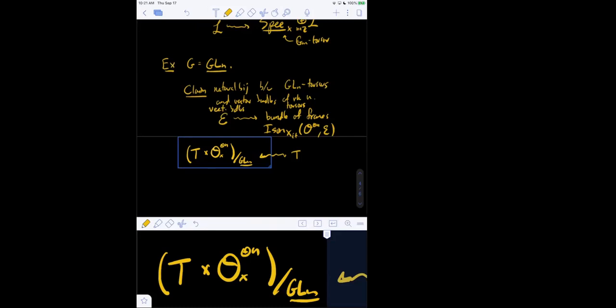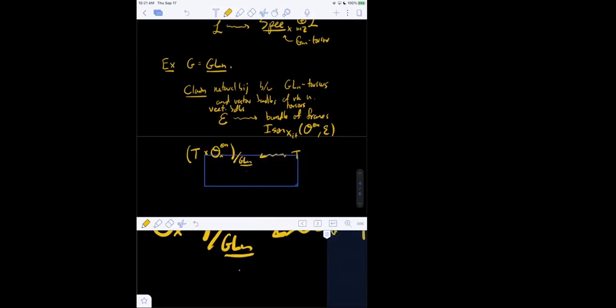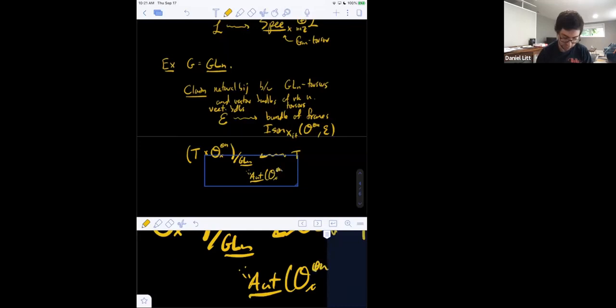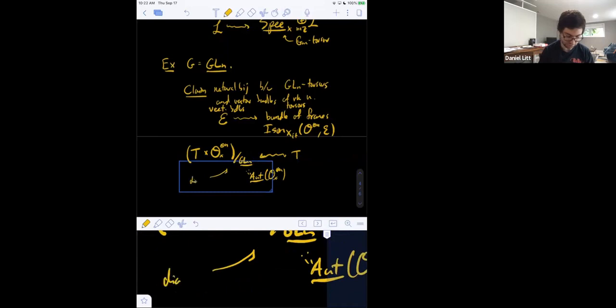And can you specify the GLN action on T cross OX to the n? So this is the diagonal action. T is a torsor, so GLN acts on T, and GLN acts on OX to the n, because if you have a matrix, it acts on n by n. It acts on OX to the n. So the action is the diagonal action. Does that answer your question, Arvind?